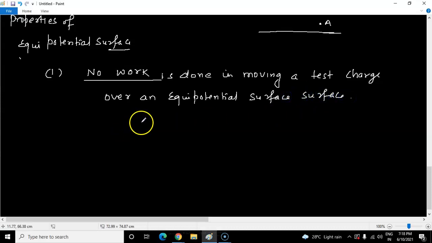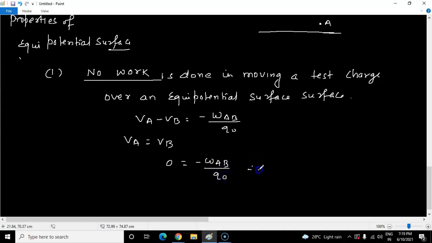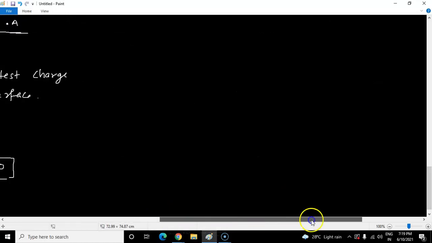You can write here VA minus VB is equal to W of AB by q naught, that formula we know. Since it is an equipotential surface, the potential is the same everywhere, so VA is equal to VB and this becomes 0. So minus W of AB by q naught is 0, and work done will be equal to 0. Is it clear? Yes, sir.